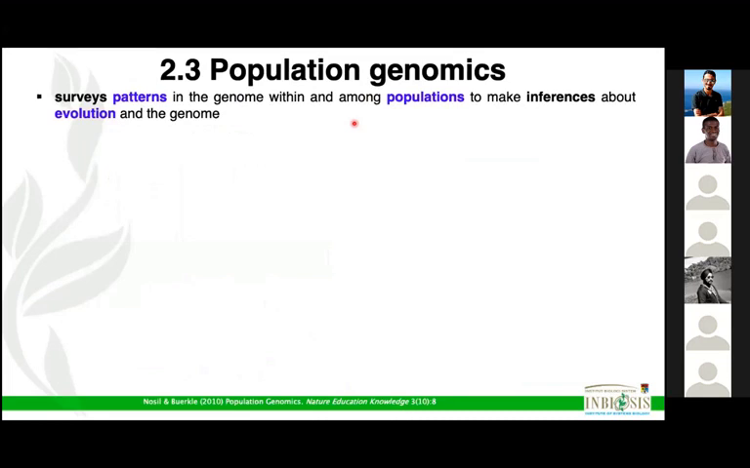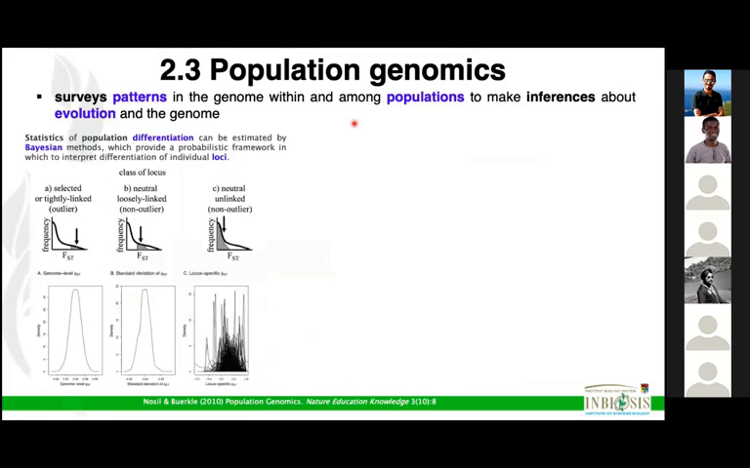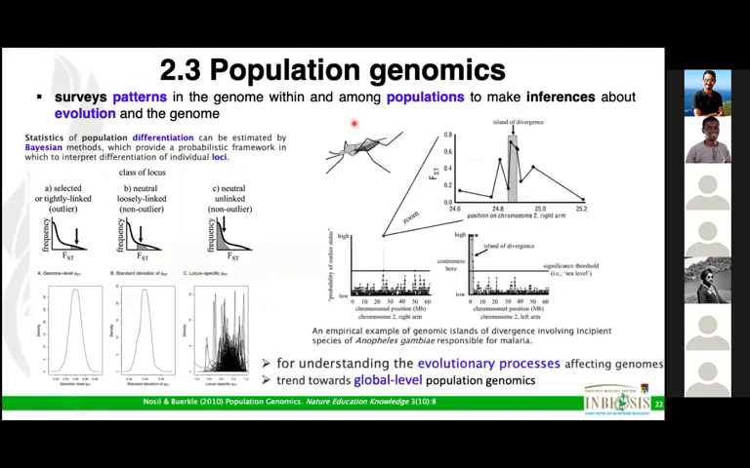Okay, third is population genomics. We survey patterns in the genome within and among populations to make inferences about evolution and the genome. So we deal a lot with Bayesian statistics on population differentiation. A good example would be the malaria vector mosquito, to understand the evolutionary processes affecting its genome, what is being selected, what the loci are. And population genomics is trending towards global-level population genomics.